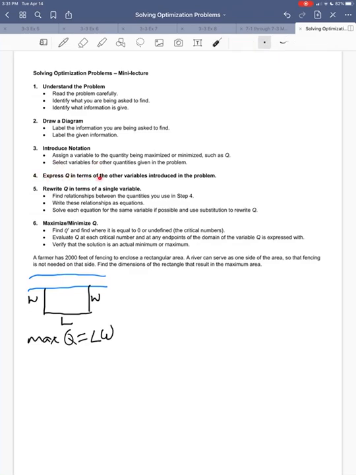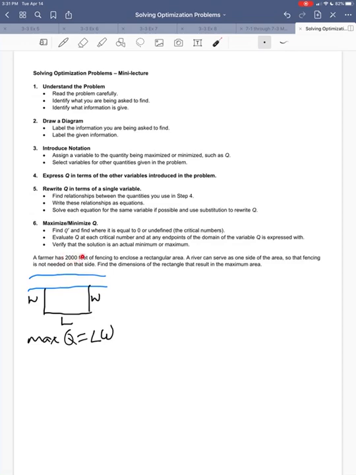So I've done that here in step 4. I've expressed Q in terms of the other variables introduced in the problem. So this area Q is length times width. The problem is, to use calculus, I want to take the derivative of Q to find minimum or maximum values of Q. But I have two variables. I really want Q only in terms of one variable, so that's step 5 here. So I want to find relationships between the quantities I've used in step 4. Is there a relationship between L and W?